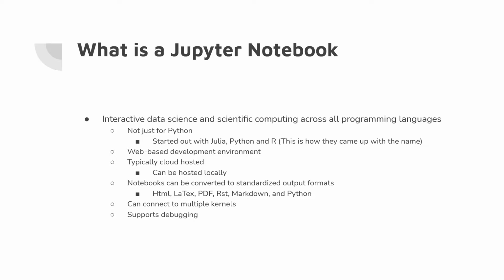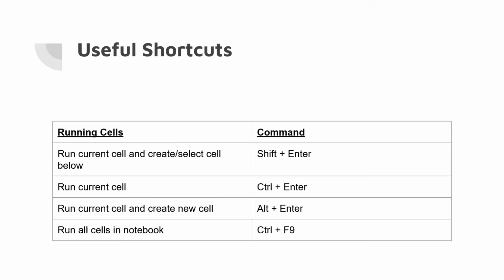Very important. What's also really nice too is you can connect to multiple kernels. So you can have one kernel with, say, Project A's packages, and then you can have another kernel with Project B, and so forth. It does support debugging, so it's very nice. Tons of useful shortcuts. We're going to get into these a little bit more later, but the primary one is Shift Enter, Control Enter. We'll run the cells.